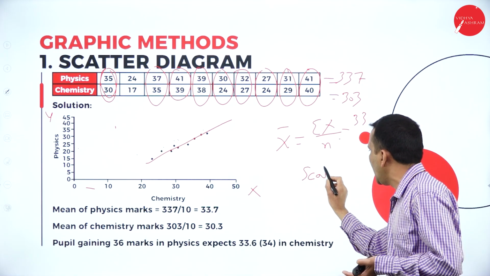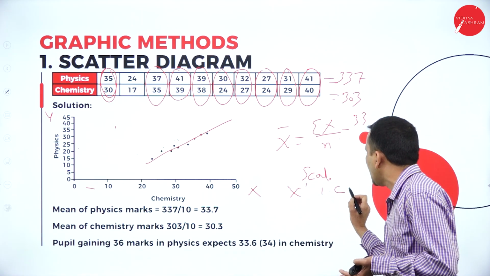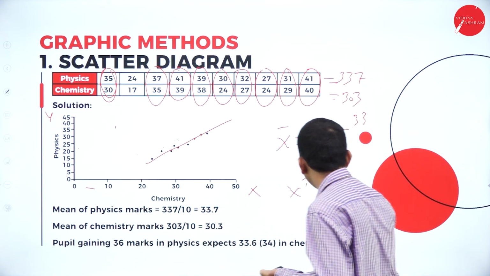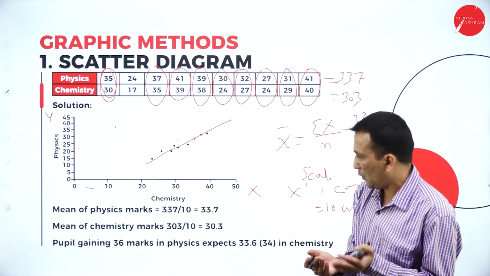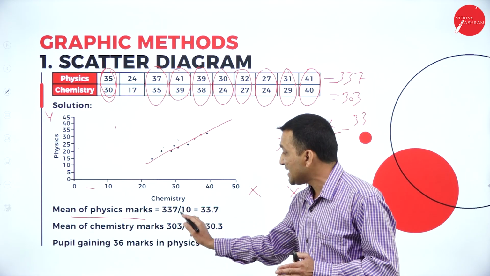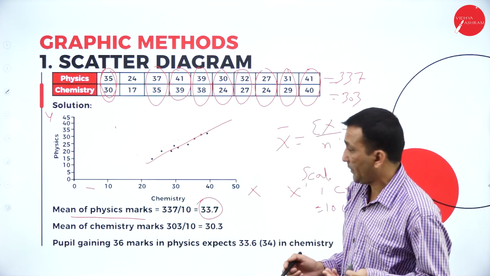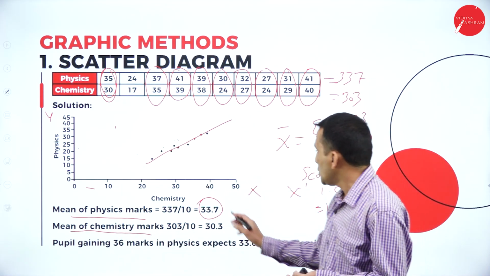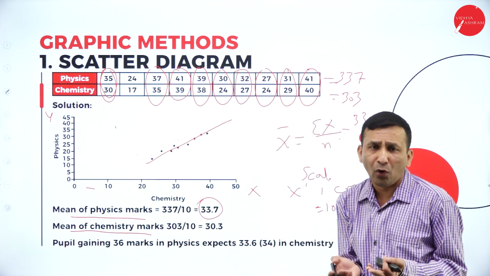If you want to write the scale, I can write it here: x-axis, 1 centimeter is equal to, I have taken a difference of 10. Now you need to write 10 units, in that case the scale is compulsory. So the mean of physics: the total is 337 divided by 10 items, we get a mean value of 33.7. And for the chemistry arithmetic mean, the total is 303 divided by 10 items, so you get 30.3.